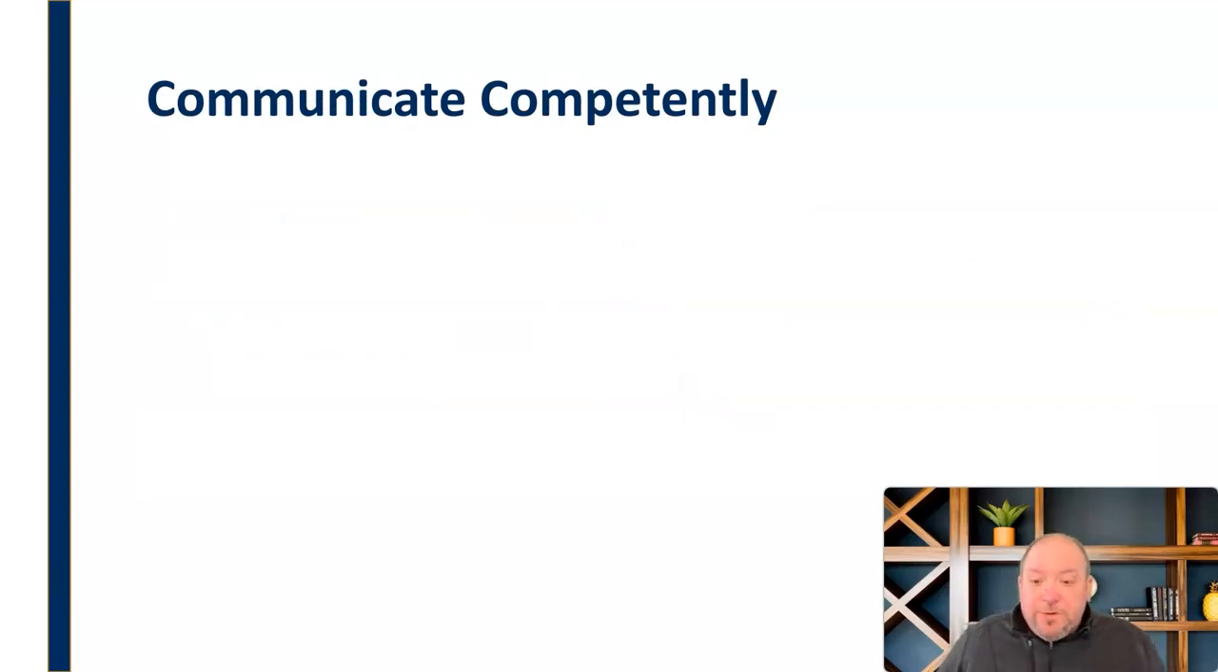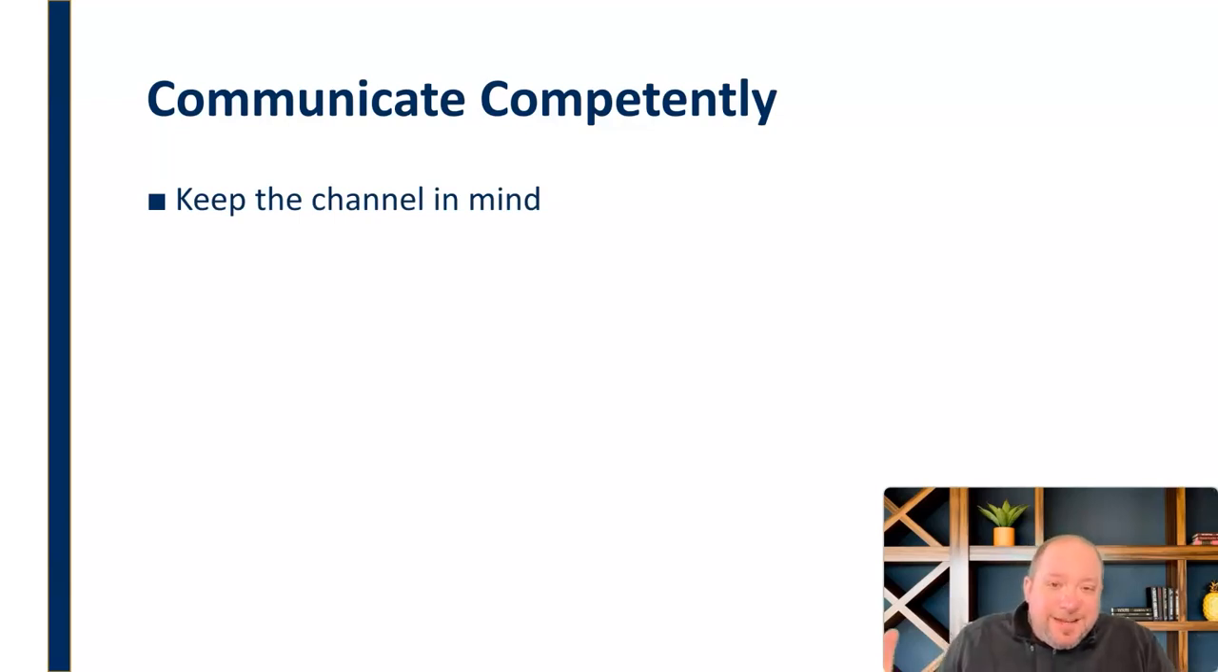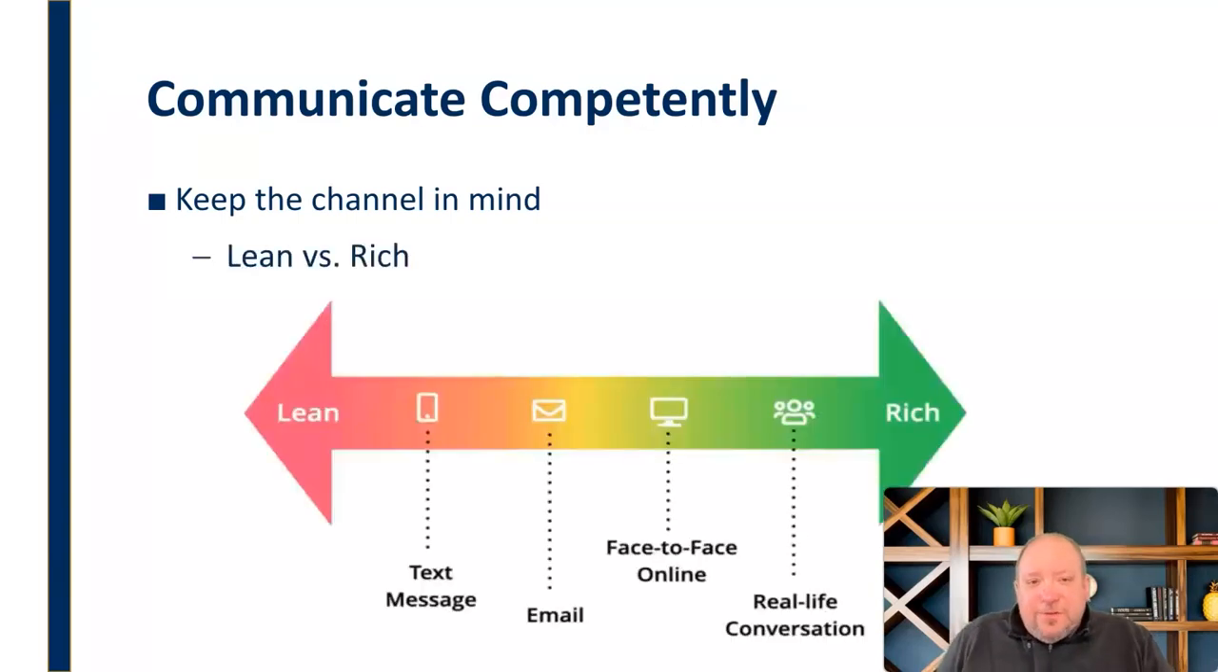That's part of what we're doing here, is trying to learn how to communicate more effectively in groups. But a couple of things we need to do. First of all, we need to keep the channel in mind. There are different communication channels that we use to communicate. So for example, is this channel lean or is it rich? And where does it fall on that spectrum?